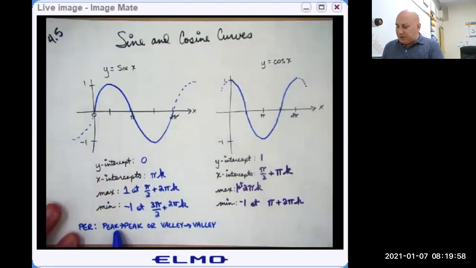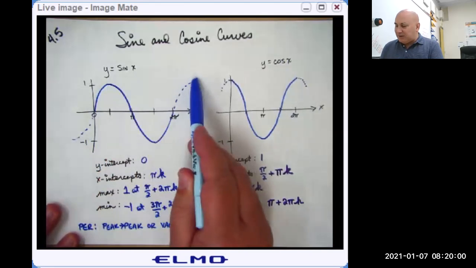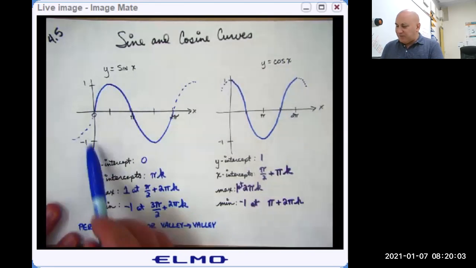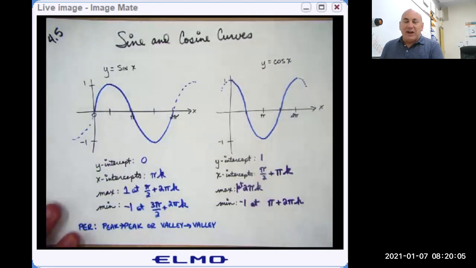Now, a period, you can't just go from x-intercept to x-intercept, because that isn't a period. To find the length of a period, you have to go from peak to peak or valley to valley. And you'll see that it's 2 pi either way.